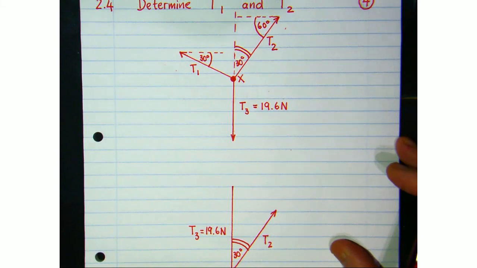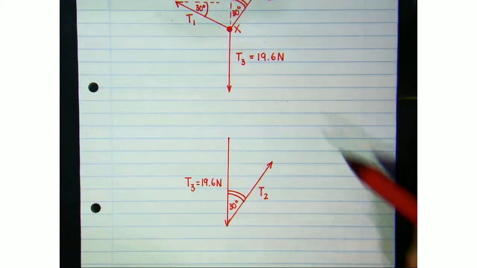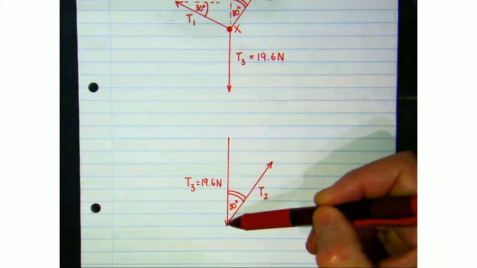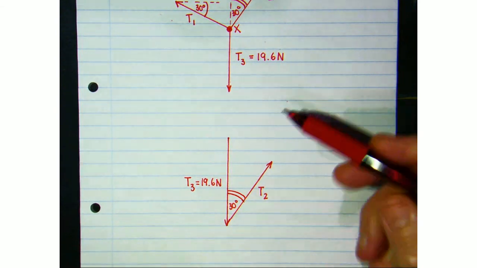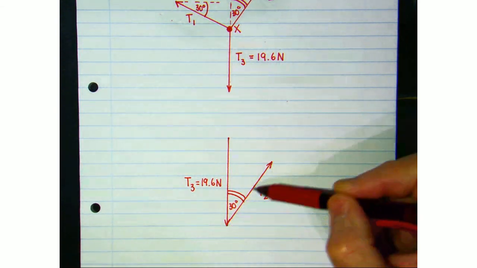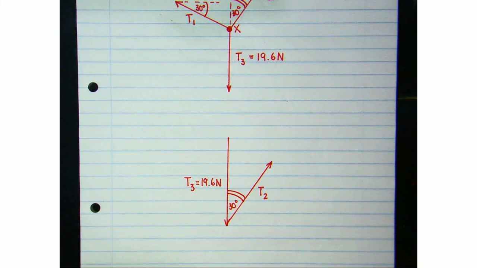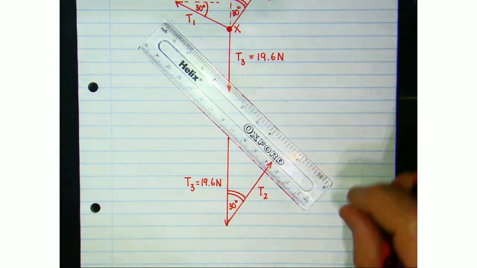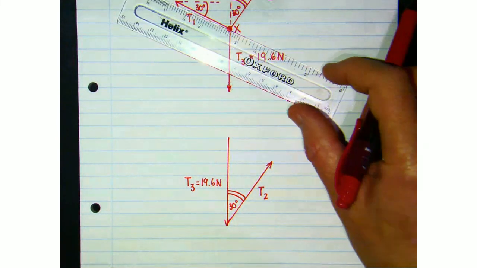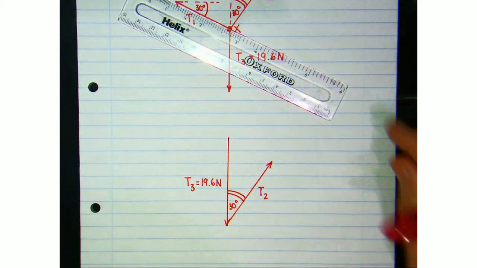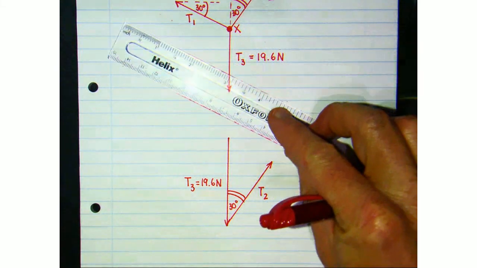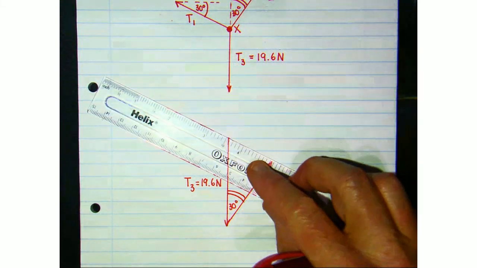So you'll notice I'm drawing my forces head to tail. It's actually just the head to tail method. So my third force, T1, must come down parallel and close the triangle.